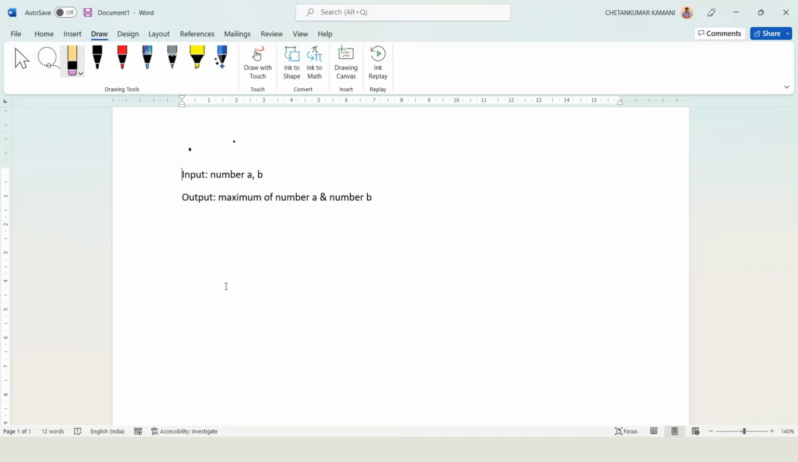So what would be the input for the problem? What is the problem here? To find the minimum number from the three given numbers. So number A, B and C would be our input, and the output is the minimum of number A, number B and number C. So what would be the solution?